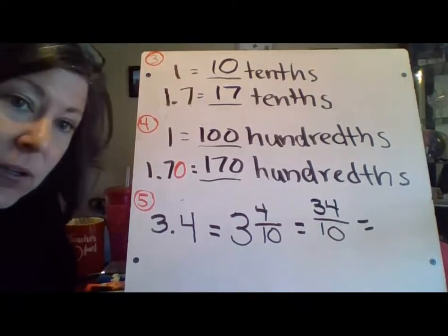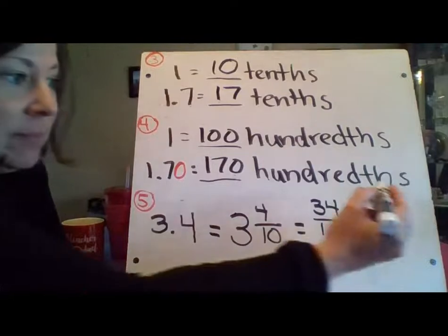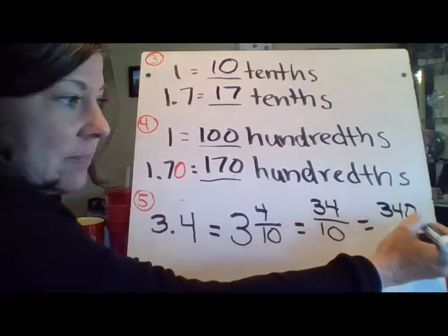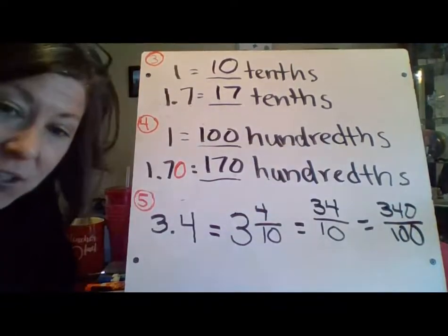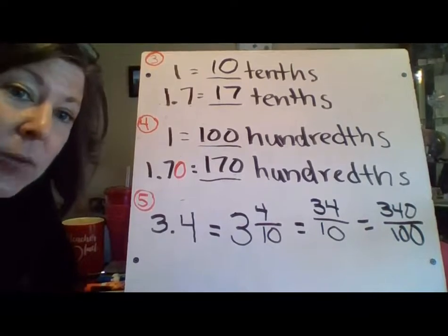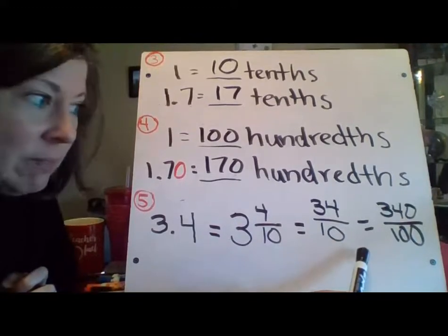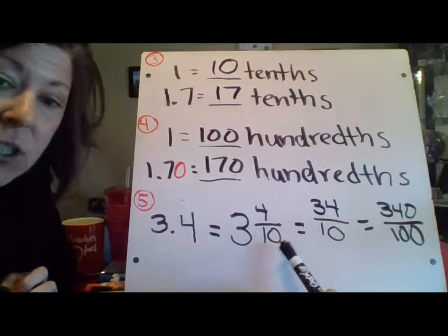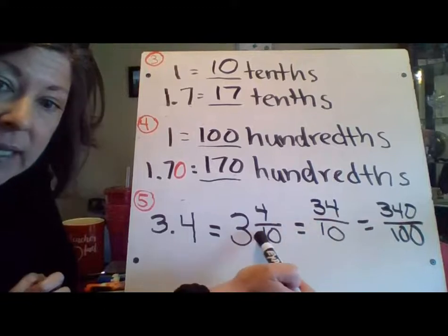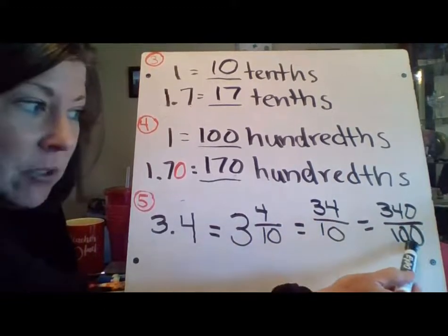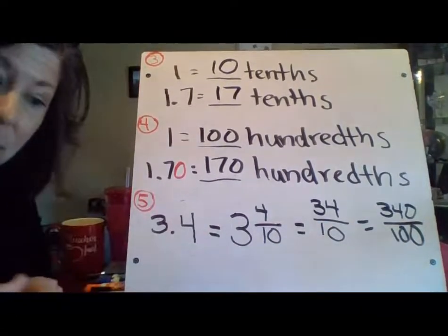Now, I want to further decompose it into hundredths. And I know that 34 tenths is the same as having 340 hundredths. And if we used our skills from when we were changing improper fractions to mixed numbers, how many groups of 10 can you get from 34? Well, I can get 3 whole groups. How many groups of 100 can you get from 340? 100, 200, 300, still 3 whole groups.